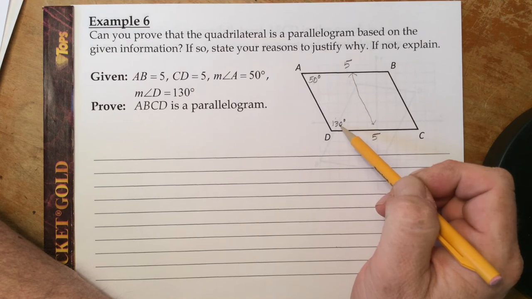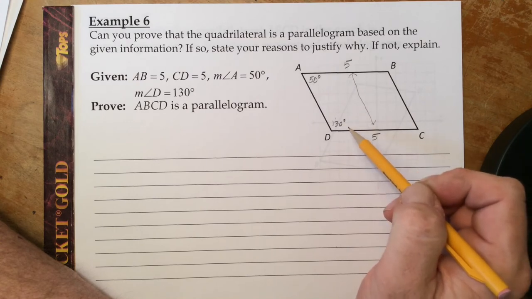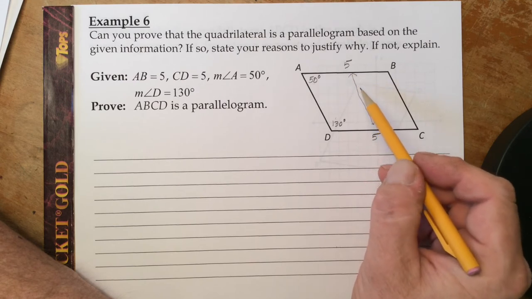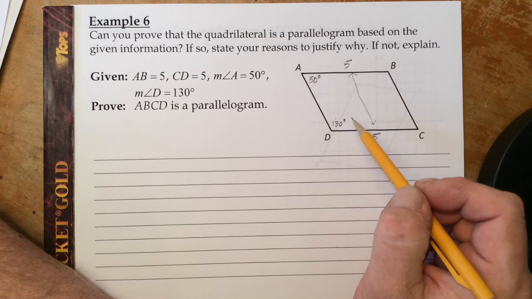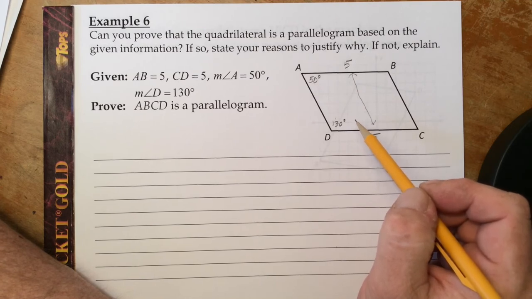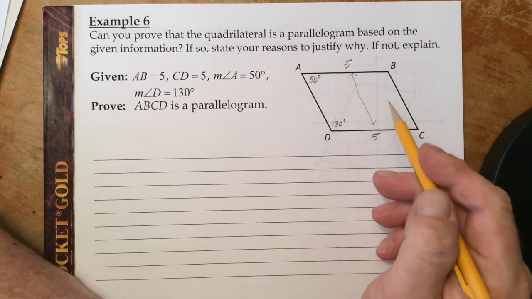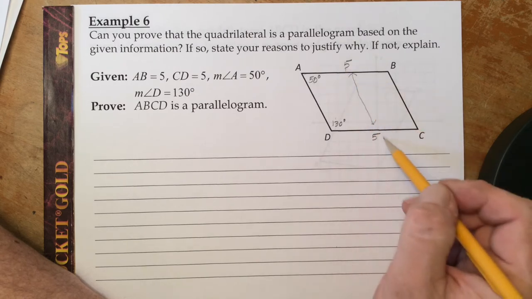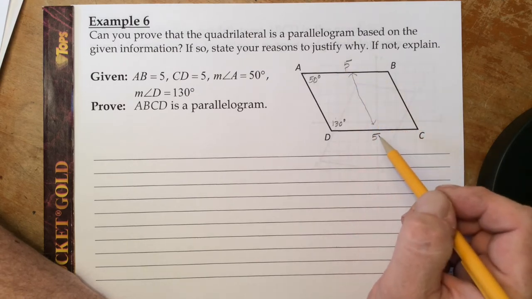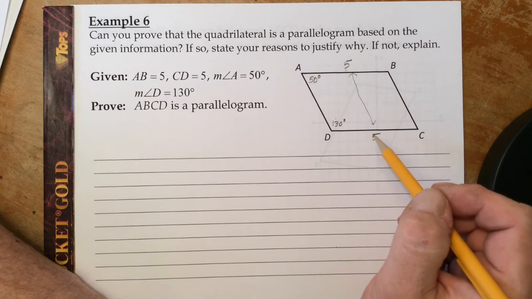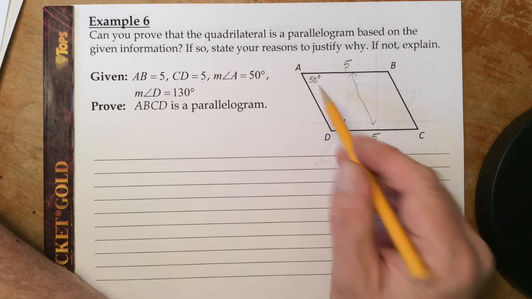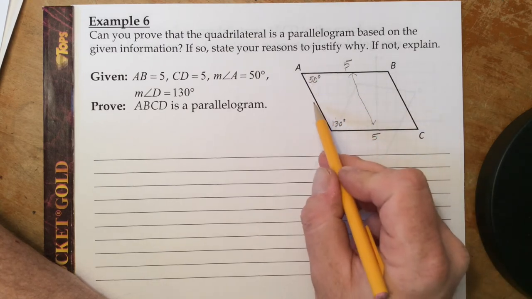And we know something about consecutive angles and we know something about opposite sides. But when we've got one pair of opposite sides congruent and we've got one pair of consecutive angles supplementary, can we show that we have a parallelogram? We can, by the property or theorem that says that if one pair of opposite sides of a quadrilateral is both congruent and parallel, then it's a parallelogram.